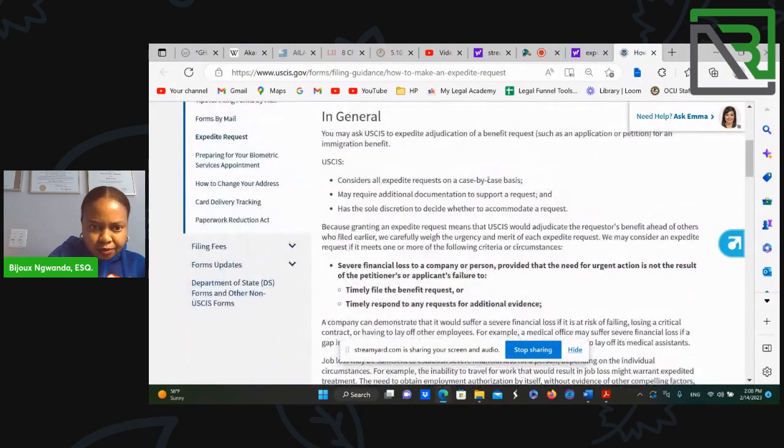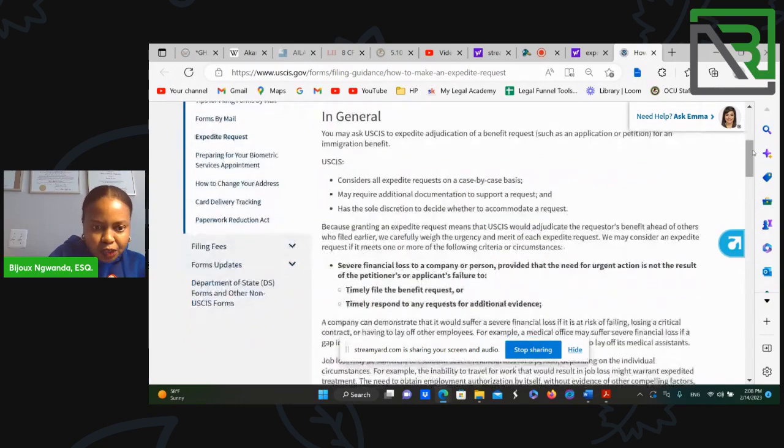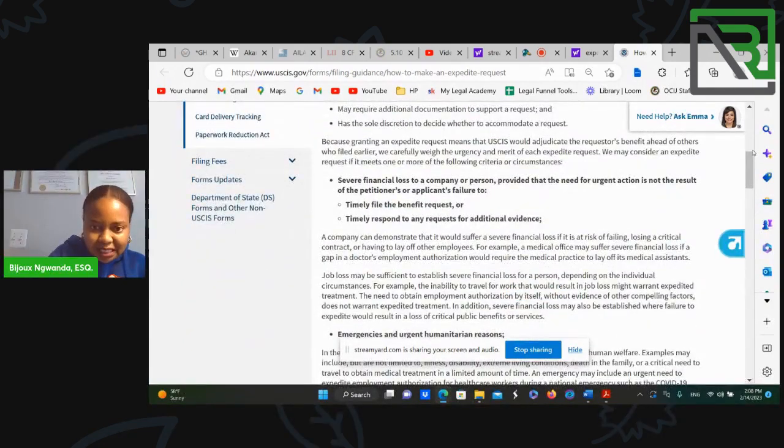So, in general, USCIS may expedite adjudication of a benefit request. USCIS considers all expedite requests on a case-by-case basis, may require additional documentation to support a request, and has the sole discretion to decide whether to accommodate the request. Okay. So there's a lot of reasons why, right?